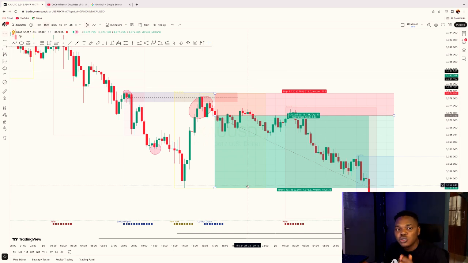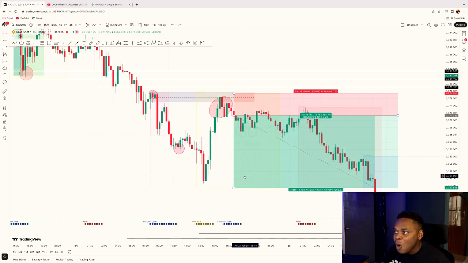So make sure you are paying attention, and then you know what to do and what not to do on these charts. Okay, so now with this explanation, I hope you understand how the previous day high, the previous day low, and the Asia session high, the London session low, London session high can actually be of help to you.